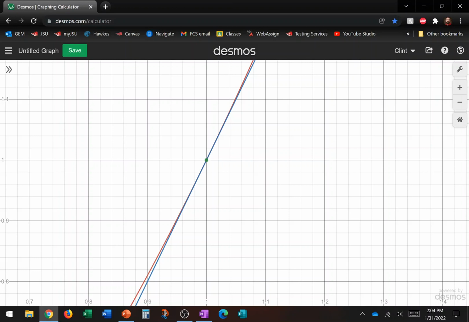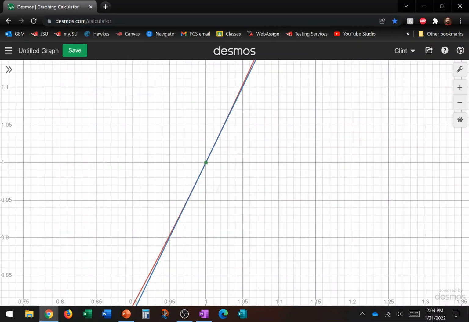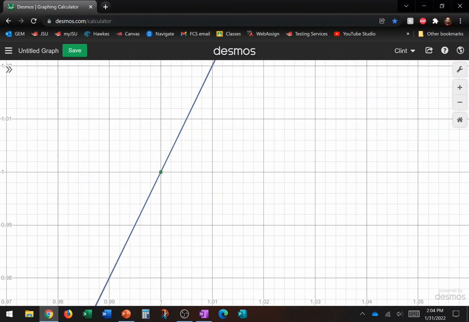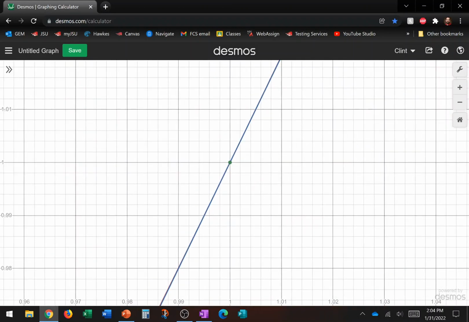Let's zoom in some more. The red line's x squared, the blue line's our tangent line. What's going on when we zoom in around our point where it's tangent? What's the difference between the two graphs? Practically nothing, right? They're practically on top of each other.